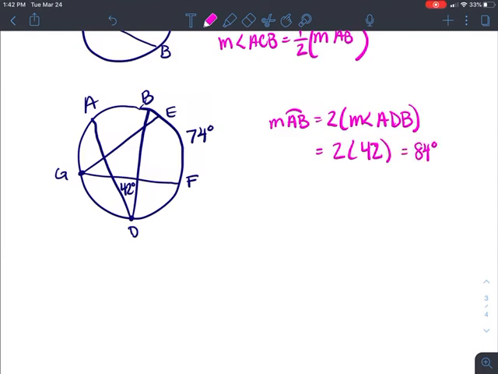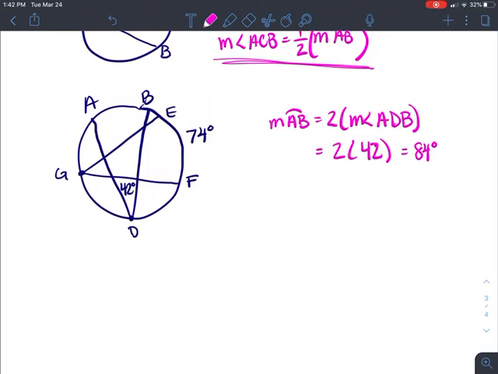Okay, and so I'm just reversing this theorem right here. The fact that the measure of angle ACB equals half of the measure of arc AB, I'm just reversing that and saying that the measure of arc AB is 2 times the measure of the angle, okay?